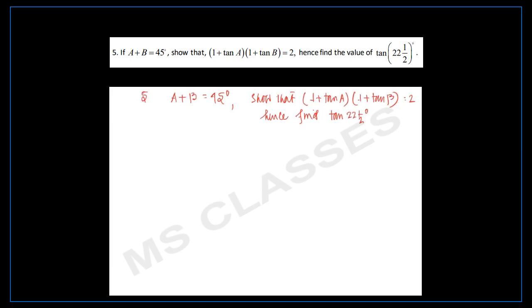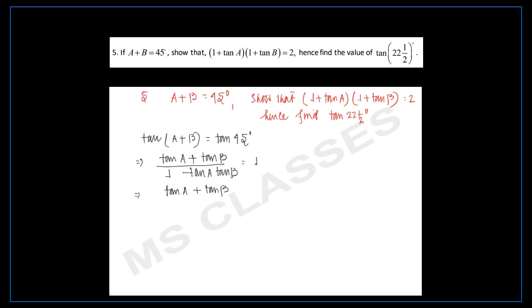Now, obviously, since tan is involved, we will try to take tan. So what do we get? Tan of (A plus B) equal to tan 45. So from this, what can we write? Tan A plus tan B by 1 minus tan A tan B equal to 1. Now from this, what can we say? Tan A plus tan B equal to 1 minus tan A tan B.